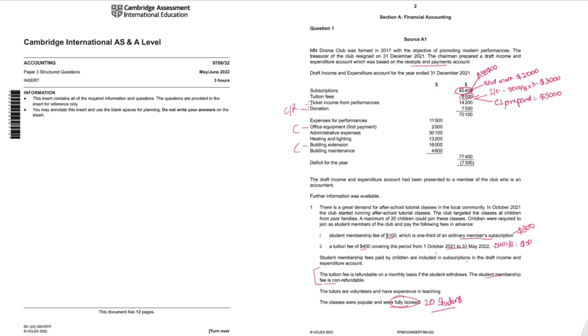Then if we also see the ticket income from performances, 14,200, and here we have expenses for performances. What we are going to do is record the net of this as the net income under the income section. We are not going to record them as separate. And for the other items, let's see if we have any more adjustments given.